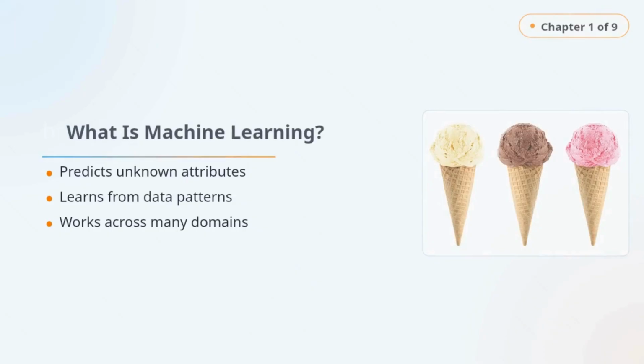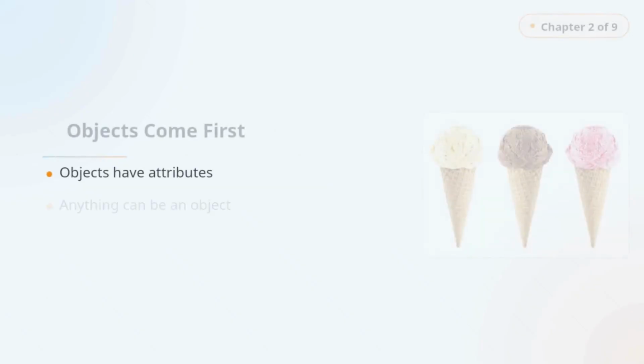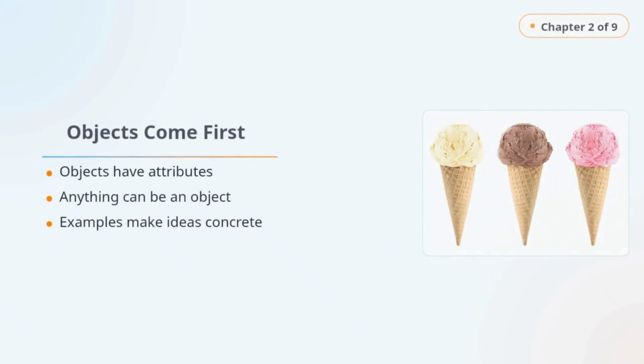Machine learning uses computers to predict unknown attributes of objects by finding patterns in data. That is why it is useful in so many areas, like images, sound, text, finance, biology, and more. Even though modern systems can look very advanced, many of them are built from a surprisingly small set of basic ideas. To understand machine learning, we first need to understand objects.